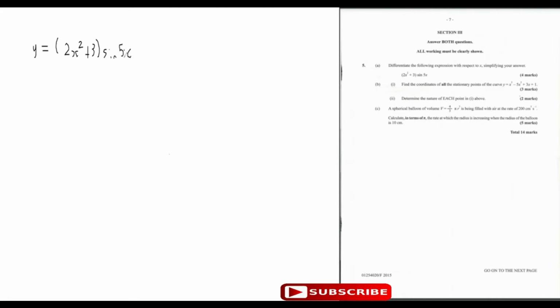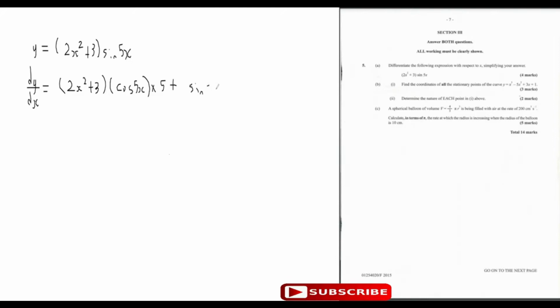So to differentiate this with respect to x, we're going to say that dy by dx is equal to, we're going to use product rule. Product rule tells us that we keep the first one, so we write 2x squared plus 3. Then we multiply it by the derivative of the second one. When we differentiate sine 5x, you get cos 5x. Then you multiply it by 5. Plus, you keep the second one now, so keep the sine 5x.